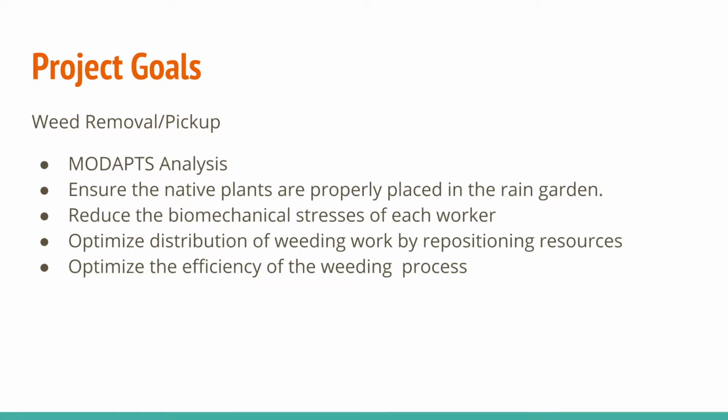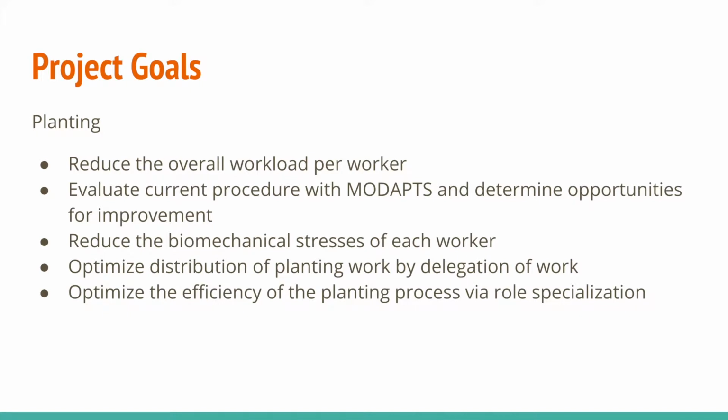In regards to the weeding process, our primary goal is to optimize the distribution of the overall workload of the process, evaluate the current procedure with MODAPs, and find opportunities for improvement through SketchUp. Additionally, we are concerned with reducing the biomechanical stresses of each worker. We also have plans for reallocation of work in order to optimize the efficiency of the weeding process. For planting, much of our goals overlap with weeding, but we additionally plan on introducing the specialization of roles since there are many sub-processes within the overall planting process.